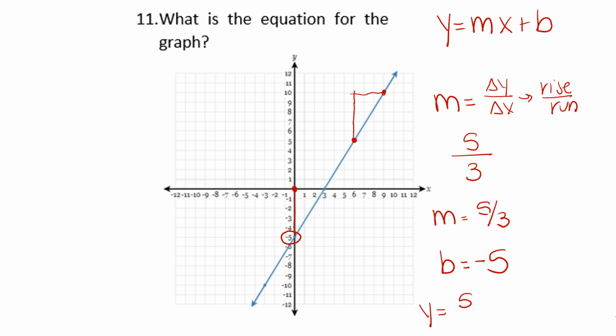Y equals 5 over 3x, because m and x always go together, and then the -5 at the end, because it's a plus b value at the end.